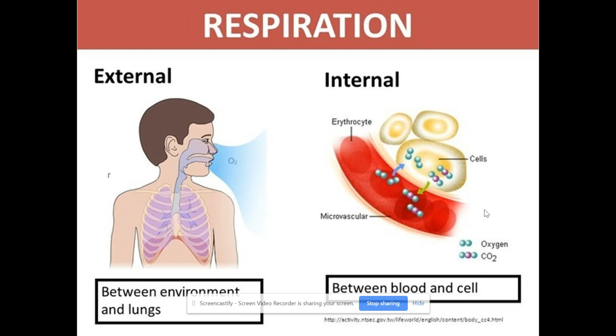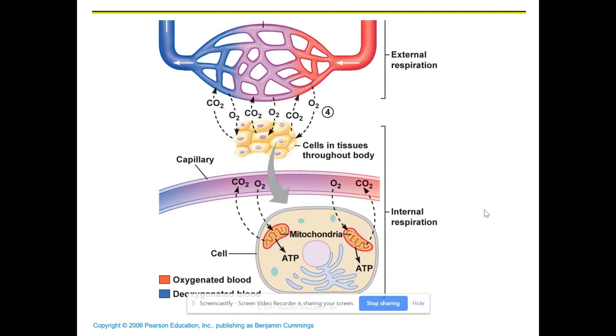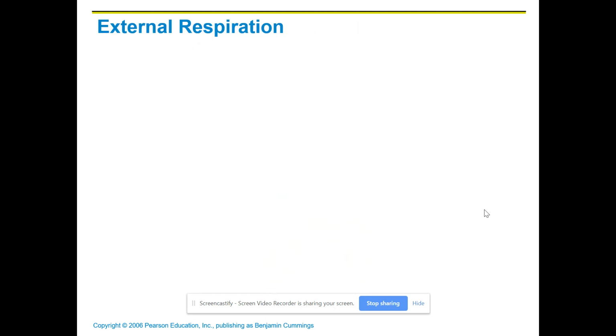Remember, in both cases, it's going to work based solely on diffusion. And diffusion only works from higher concentration to lower concentration. Diffusion stops when equilibrium is reached. So when we look at external and internal respiration, we have to take into account these partial pressures of the oxygen in the air, in the blood, and in the tissues.